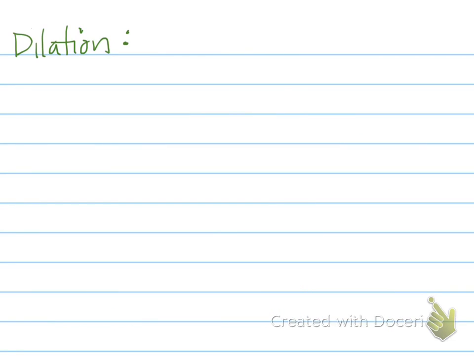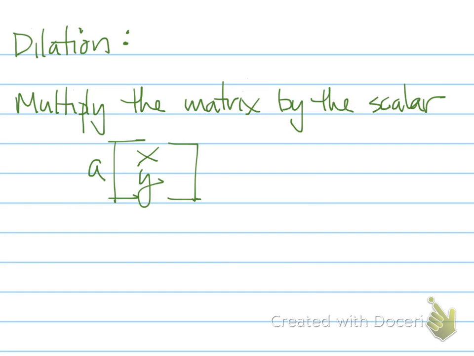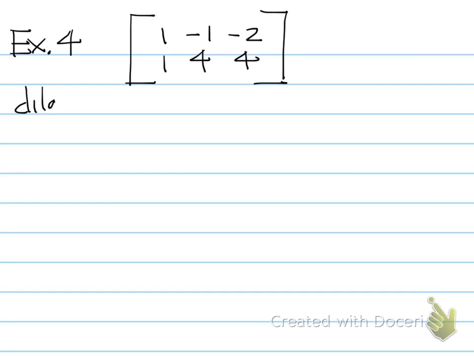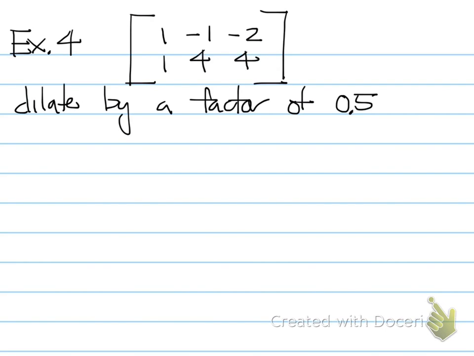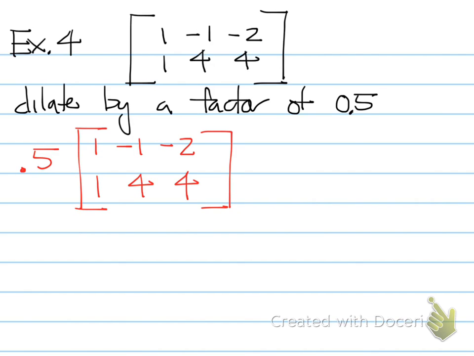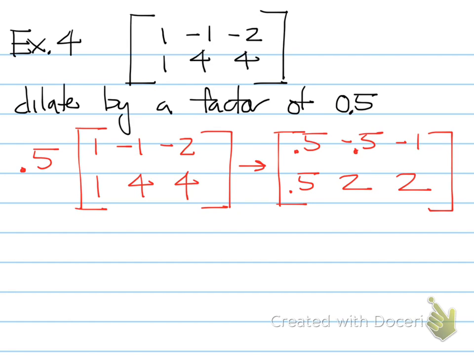And lastly is dilations. To perform a dilation, we're simply multiplying our vertex matrix by a scalar. The scalar is the value that we're using to perform our dilation. So using the same vertex matrix as the previous examples, we want to dilate by a factor of 0.5. So we're going to multiply all the elements of our vertex matrix by 0.5. When we do that, we'll get 0.5, negative 0.5, and negative 1 for our first row. Second row is 0.5, 2, and 2.